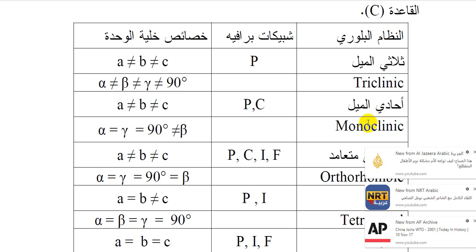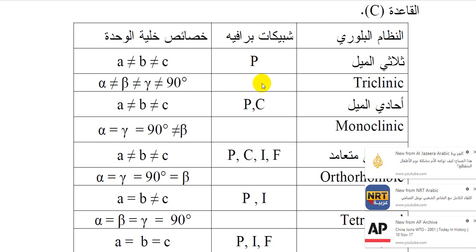That is, the characteristics of the unit cell for each Bravais lattice and for the corresponding crystal system.